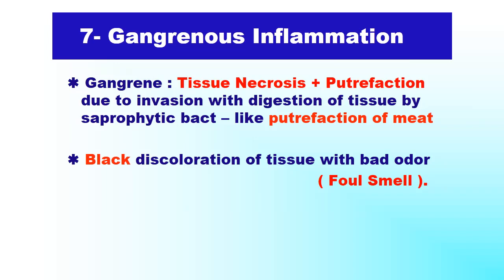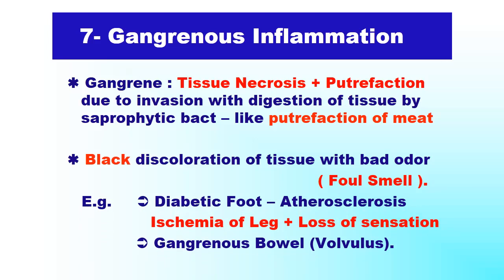Seventh, gangrenous inflammation, which is a more serious and fatal type of acute inflammation. Gangrene is defined as tissue necrosis with putrefaction due to the invasion and digestion of tissue by saprophytic bacteria, like putrefaction of meat in hot weather. Gangrene is characterized by black discoloration of tissue with bad odor or foul smell. An example of gangrenous inflammation is diabetic foot with gangrene.